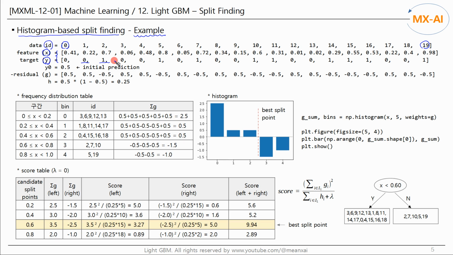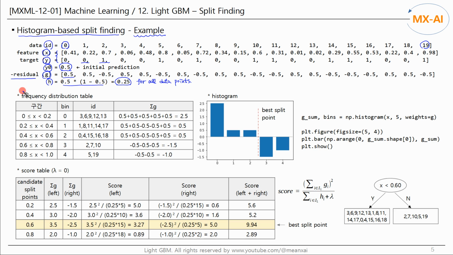As we did in XGBoost, we set the initial prediction to 0.5 and compute the negative residual, G. And the Hessian, H, is calculated as follows. The initial prediction and H are 0.5 and 0.25 respectively, and are the same for all data points.